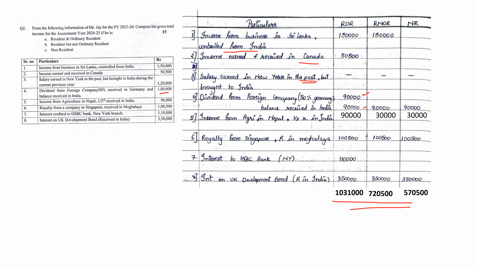Okay, chalo. Now let us jump to the next. So this was question number 2 with option. One was based on scope, the other one was based on residential status. Chalo, let us see what was the next sum.